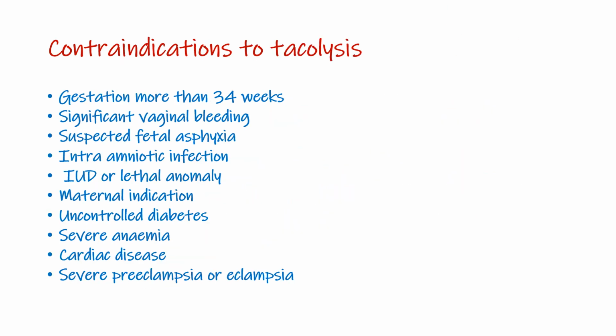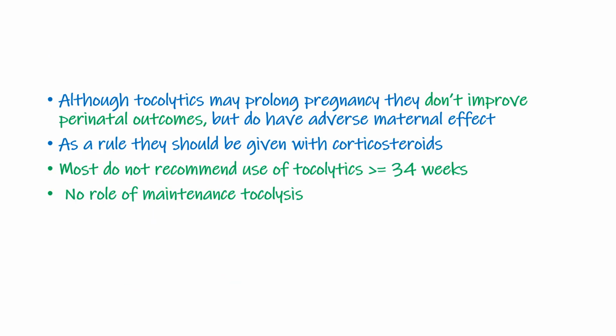Next, contraindications to tocolysis are when you have gestation of more than 34 weeks, significant vaginal bleeding, suspected fetal asphyxia, intra-amniotic infection, intrauterine demise or lethal anomaly, and maternal indications such as uncontrolled diabetes, severe anemia, cardiac disease, severe preeclampsia or eclampsia. Although tocolysis may prolong pregnancy, it does not usually improve perinatal outcomes, but does have adverse maternal effects. So these drugs usually have the normal side effects of drugs, which are adverse to the mother.